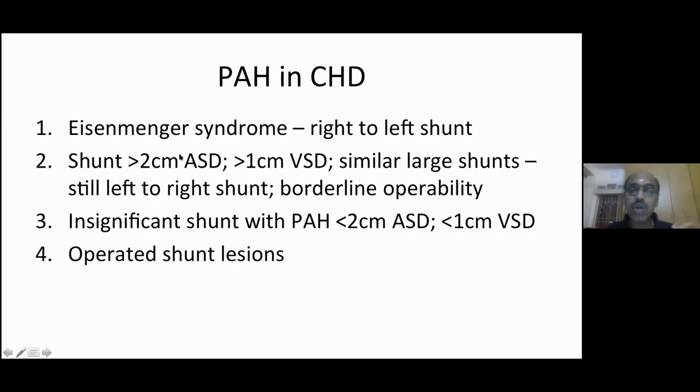There is a second group where there is a large amount of still persistent left-right shunt in patients who are vulnerable to get hyperkinetic pulmonary hypertension, as in an ASD of more than 2 centimeters and a VSD of more than 1 centimeter, but the hemodynamics are showing borderline operability. The third group is patients who are having pulmonary hypertension with insignificant lesion, less than 2 centimeter ASD or less than 1 centimeter VSD, but with severe pulmonary hypertension, where very often this is considered to be an idiopathic pulmonary hypertension with coexistent ASD or VSD. And the last group is operated shunt lesions who are having persistent or recurrence of PAH.